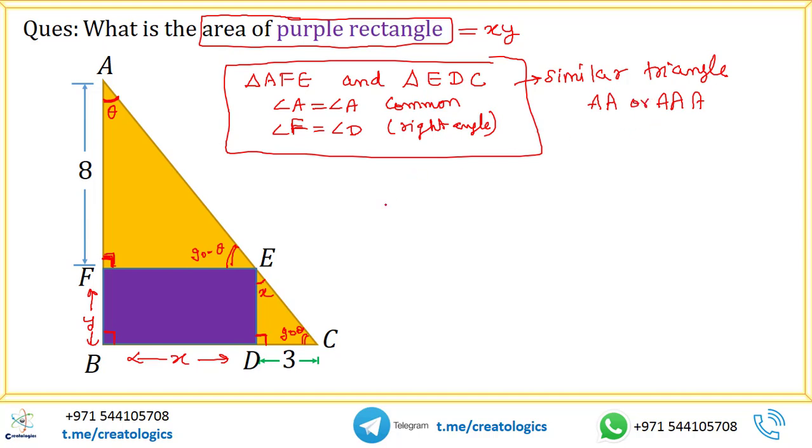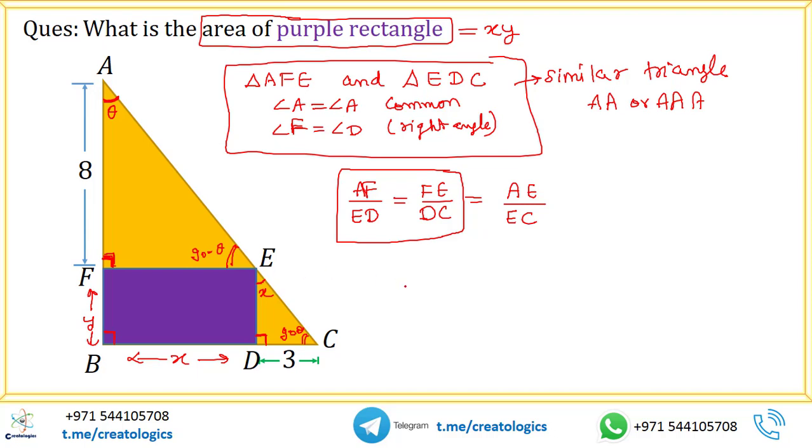Now how are we going to use this in order to solve our question? See, if triangles are similar, sides are proportional. So I can say AF upon ED is equal to FE upon DC is equal to AE upon EC. Let us take this part only in order to solve this question. What is AF? It is already given in the question, which is 8 units.